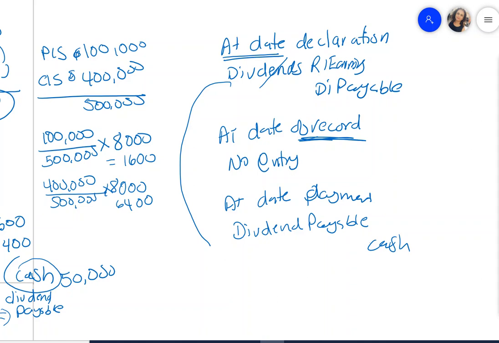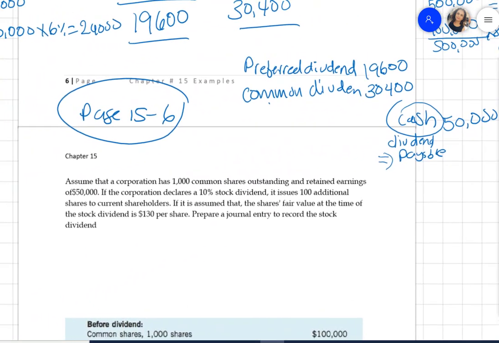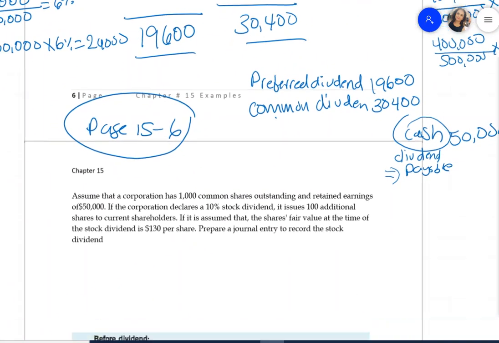But you have to look at what the question is asking you to do. Do they do a closing entry at the end of the year, or don't they? The question will say, so you do according to what the question asks. Now this leads us to our next example. The next example is a stock dividend.